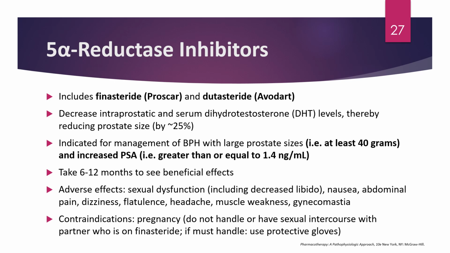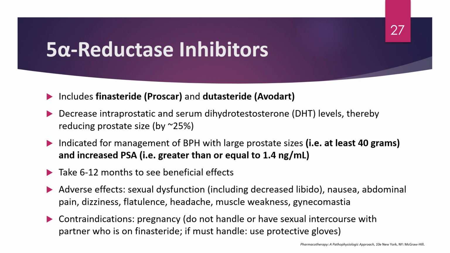In regards to what 5-alpha reductase inhibitors actually do for the prostate, they decrease intraprostatic and serum dihydrotestosterone or DHT levels, therefore reducing the prostate size, and this can be done by about 25%. 5-alpha reductase inhibitors are indicated for management of BPH in regards to large prostate sizes, and again, at least 40 grams or 40 mLs, and an increased PSA, or prostate-specific antigen, of 1.4 nanograms per milliliter.